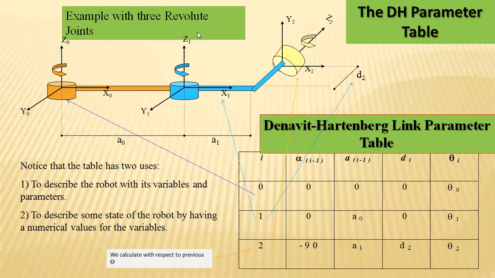This is an example of three revolute joints. According to our coordinate system, we have different types of coordinate systems of a robot. The first one is the Cartesian coordinate system, second the spherical coordinate system, third the cylindrical coordinate system, and finally the articulated coordinate system. In the first, Cartesian, we have three prismatic movements.